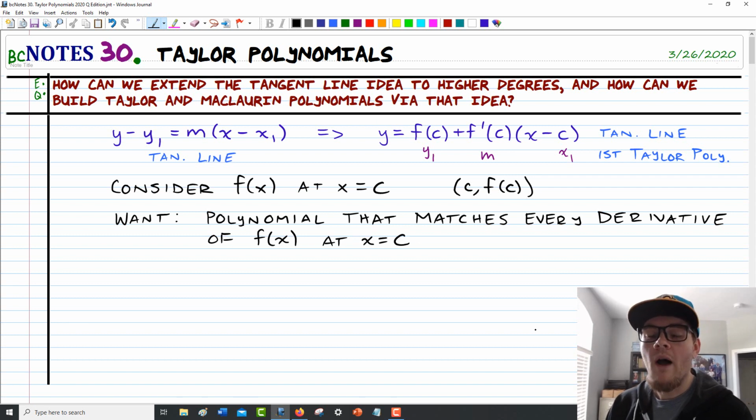In fact, if you're wondering why we choose the letter C to represent this value, there are lots of reasons, but typically C in this context of Taylor and eventually Maclaurin polynomials stands for center. It's going to be the center of this polynomial that we construct.